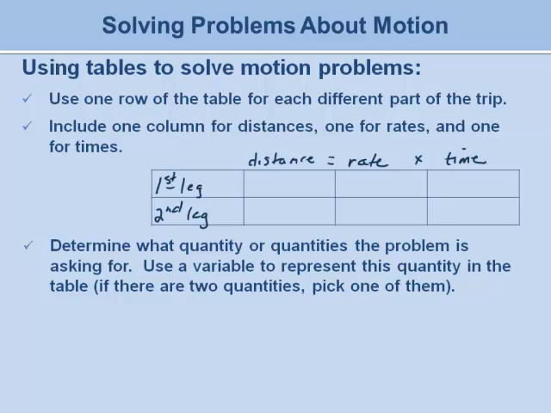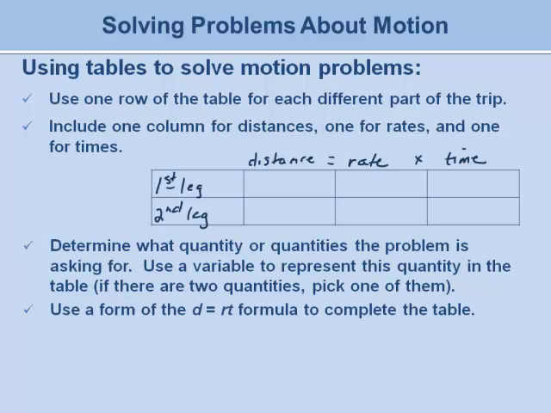And if there are two quantities that the problem is asking for, we'll pick one or the other of them. Then we'll use a form of the distance equals rate times time formula to complete the table. In the example on the last slide, we took that formula and solved for time. So we might do something like that. If we want to solve for the time, we might say d over r equals t, or we could solve this for r, the rate, and that would be d over t is equal to r. So that's what we mean by one of these forms.